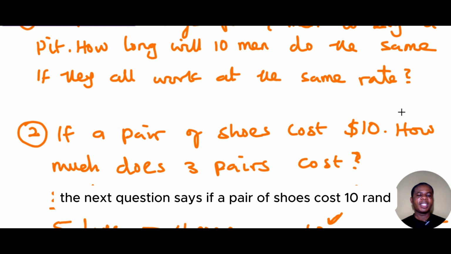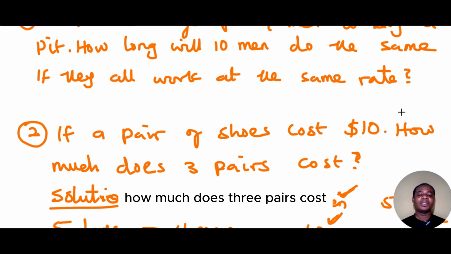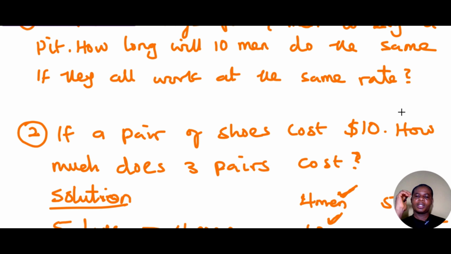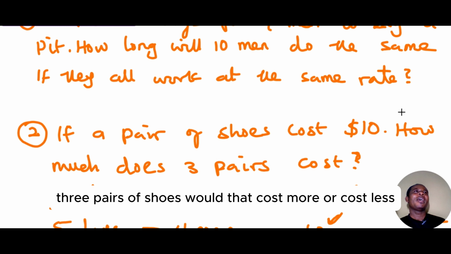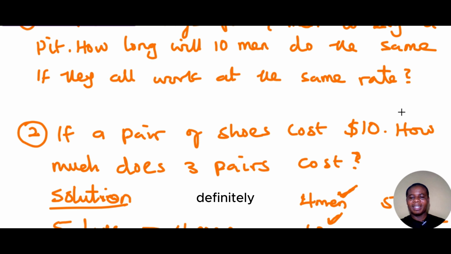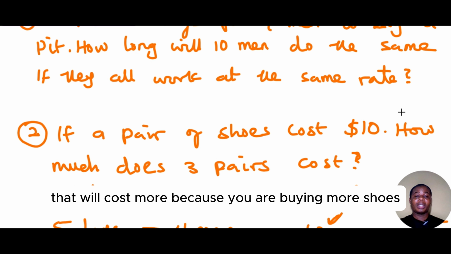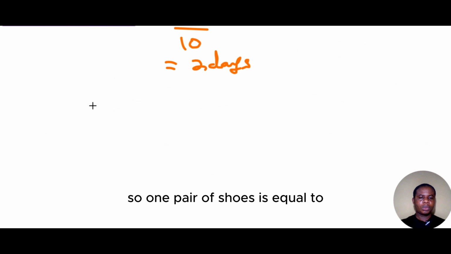The next question says, if a pair of shoes costs 10 naira, how much does 3 pairs cost? Ask yourself this question. So if one pair of shoes costs 10 naira, 3 pairs of shoes, would that cost more or cost less? Definitely that will cost more because you are buying more shoes.